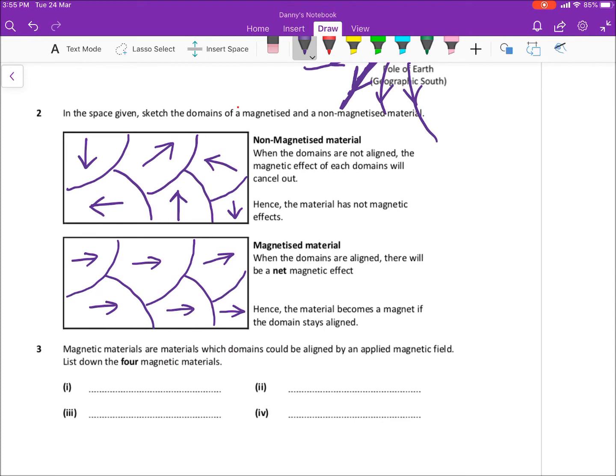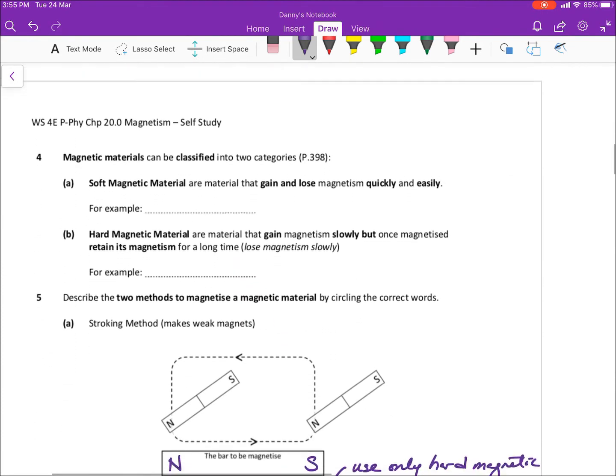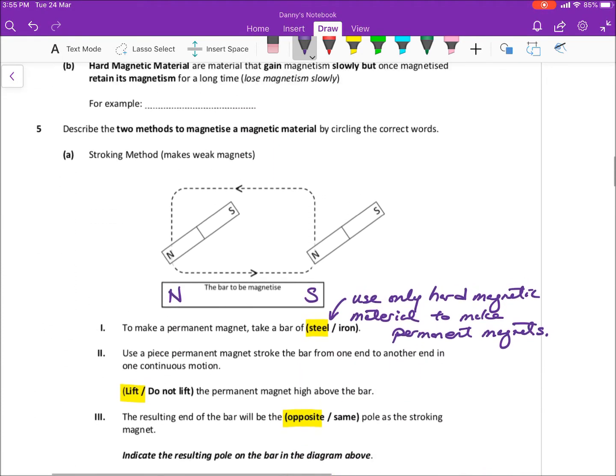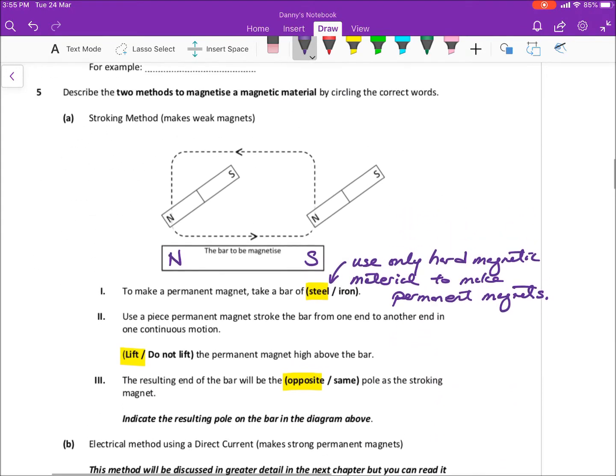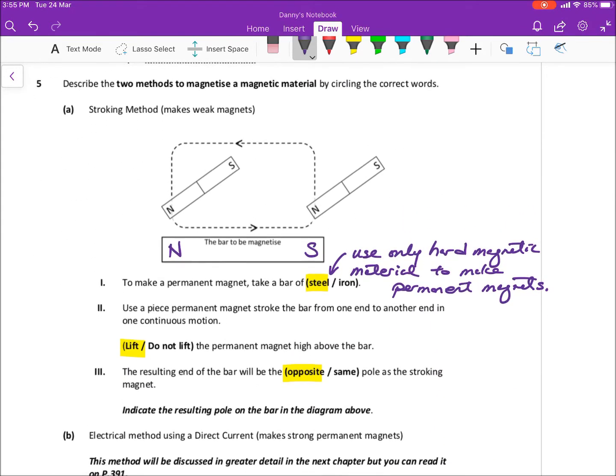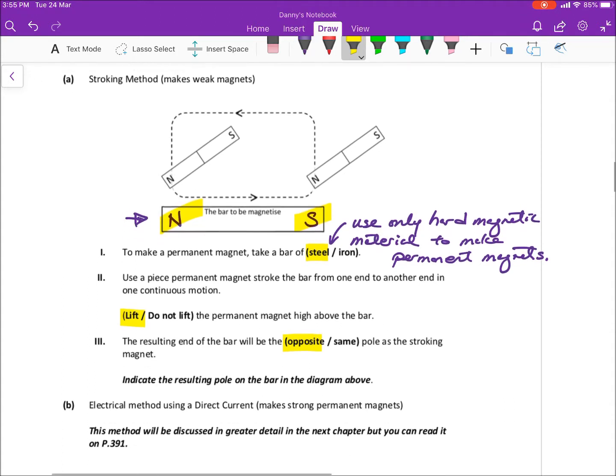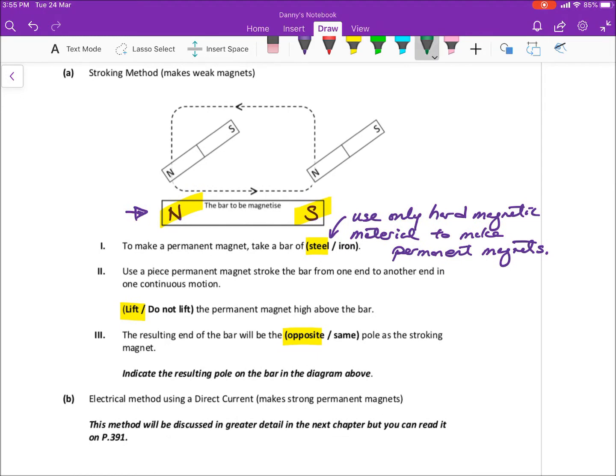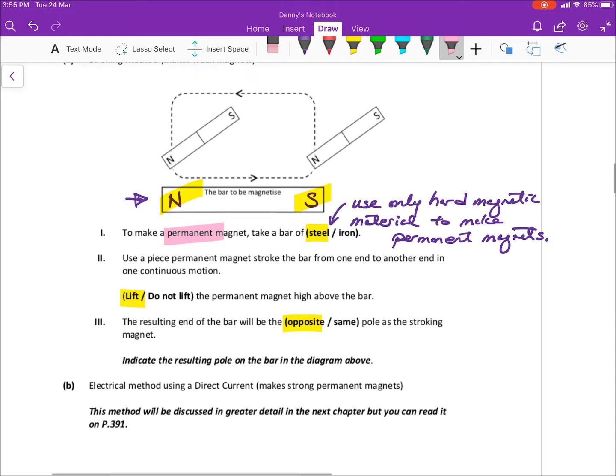Most of you did very well for question 2 and 3, so I'm not going to touch on that. Question 4, similarly, you all did pretty well. Question 5, some of you missed the requirement. You need to tell me the poles, the resulting poles. And whenever you want to make a permanent magnet, make sure you use a hard magnetic material because you do not want to lose the magnetism.